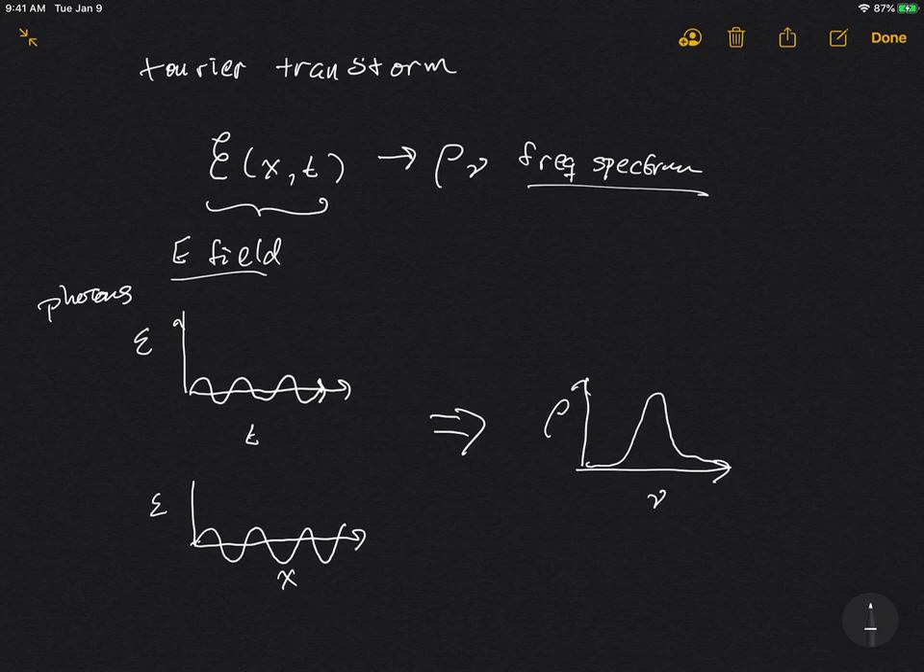Okay, and that's all I have to say about Heisenberg's uncertainty principle. Next, we'll be talking about Schrödinger's equation.